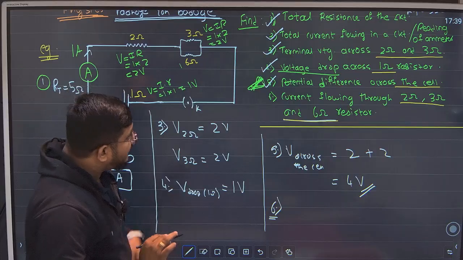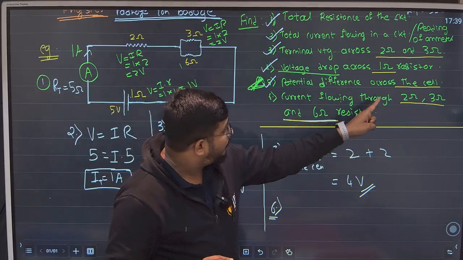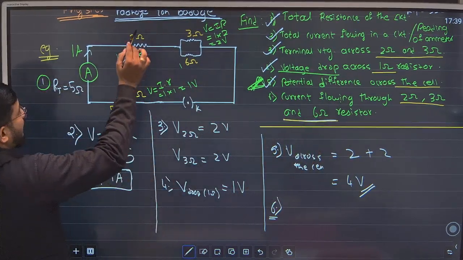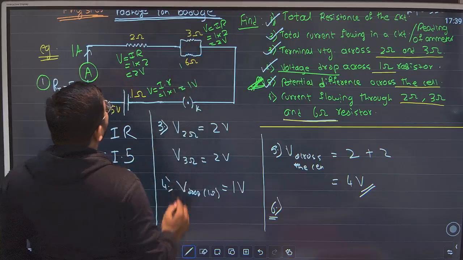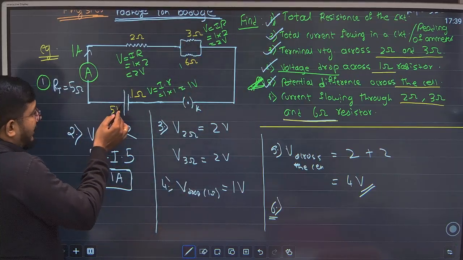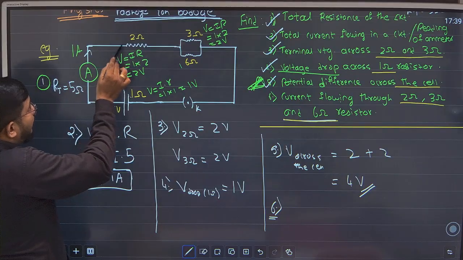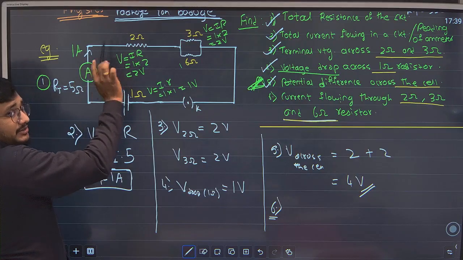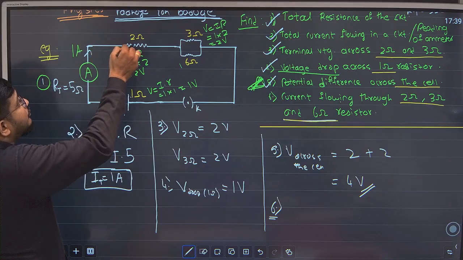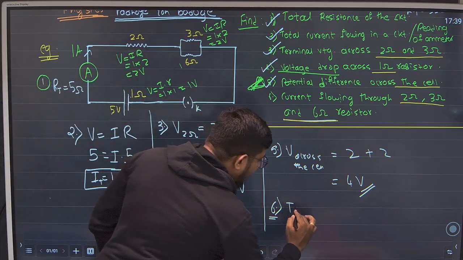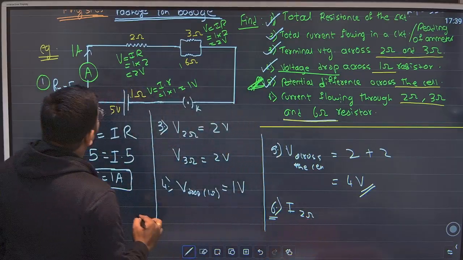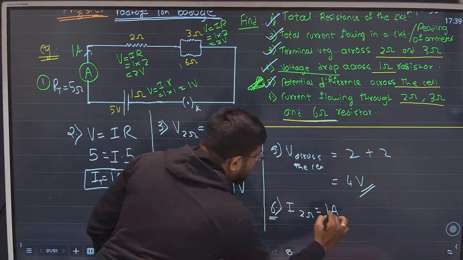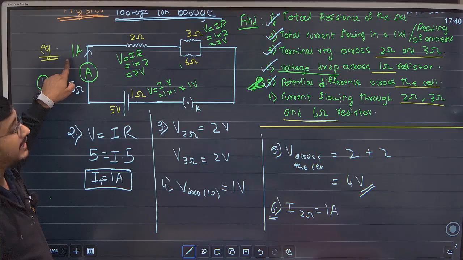Sixth, they are asking the current flowing through the 2 ohm, 3 ohm and 6 ohm resistors. 2 ohm, 3 ohm and 6 ohm. It's easy. See, the current flowing through 2 ohm will be the same. This is 1 ampere. There is no other path. This is only the same path, and there is no junction over here. So the current flowing through 2 ohm will be 1 ampere.